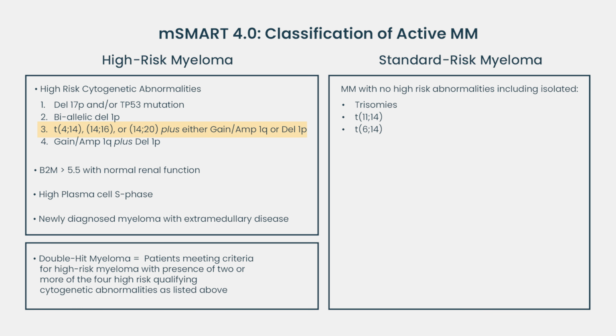Since the recording of this video, the International Myeloma Working Group has updated the definition of high-risk multiple myeloma. Chromosome translocations now need to occur with the presence of a chromosome 1 abnormality.